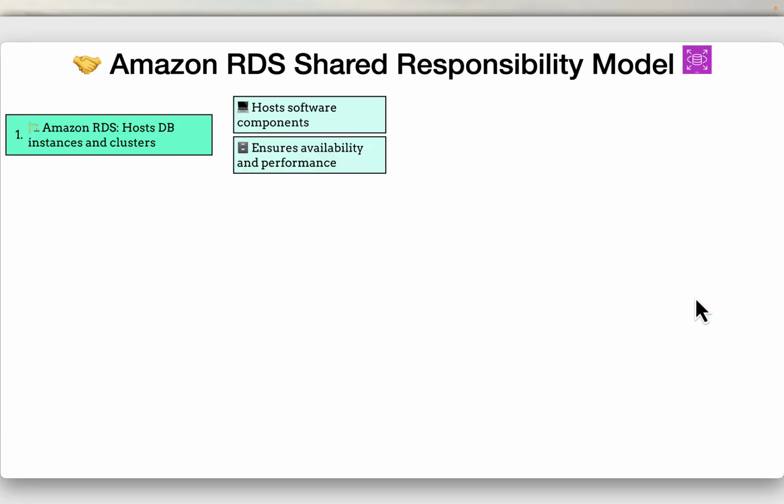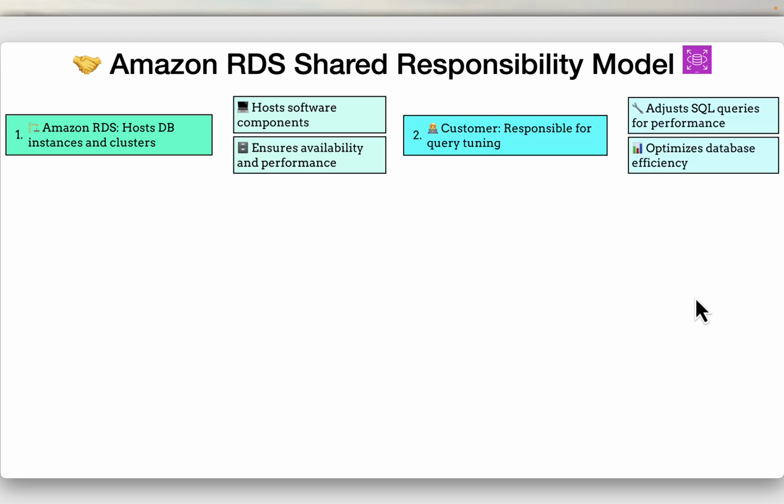Okay, Amazon RDS shared responsibility model. Amazon RDS hosts DB instances on clusters. Amazon RDS is responsible for hosting the software components and infrastructure of DB instances and DB clusters, ensuring their availability and performance. The customer is responsible for query tuning. As a customer, you are responsible for query tuning, which is the process of adjusting SQL queries to improve performance and optimize the database efficiency.